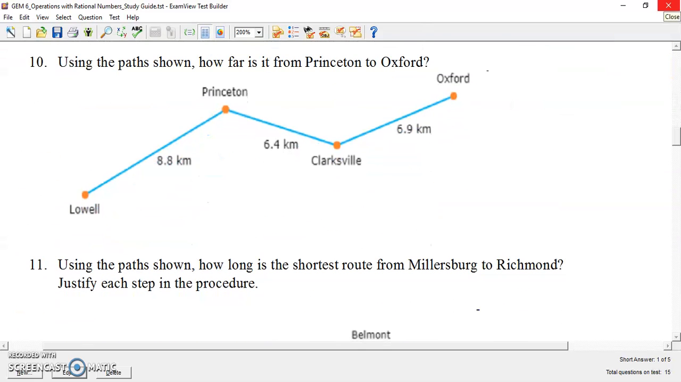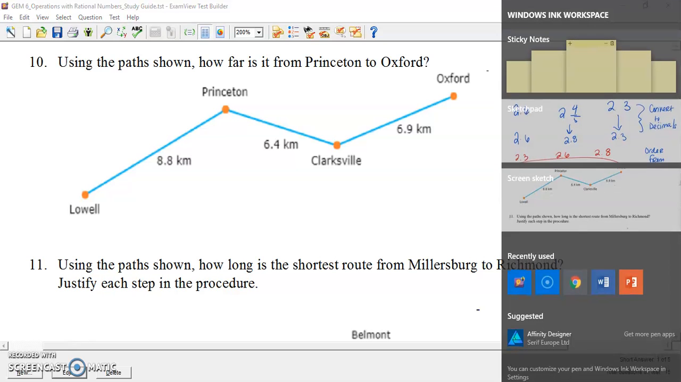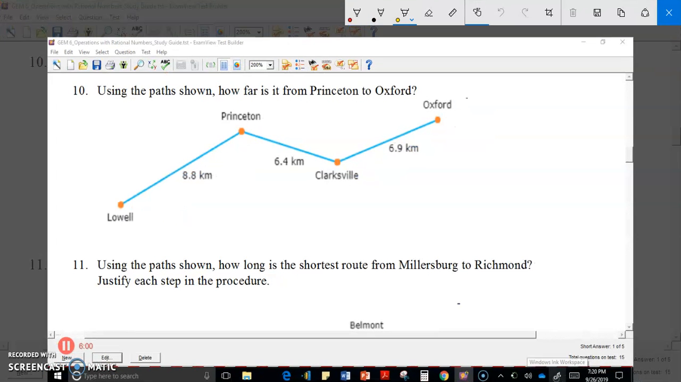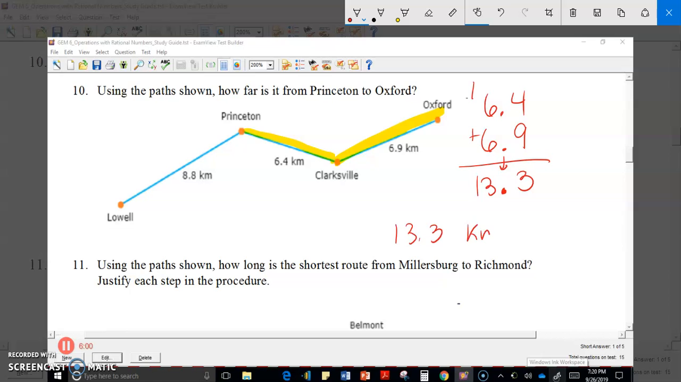Using the path shown, how far is it from Princeton to Oxford? Well, in order to determine the solution, all you have to do is add the distances between Princeton and Oxford. So we want to do 6.4, line up our decimals, and 6.9. 4 plus 9 is 13, carry the 1. 1 plus 6 is 7, plus 6 is 13. So 13.3. How far is it from Princeton? 13.3 kilometers.